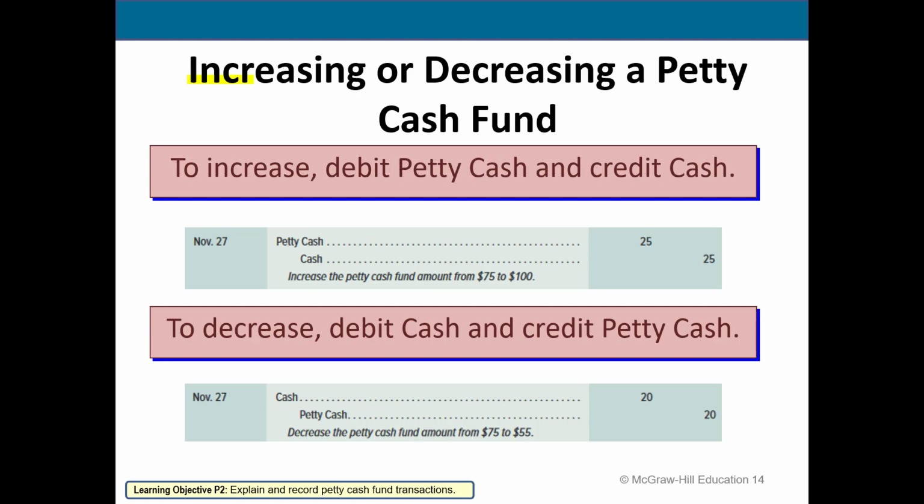Now, if we want to increase or decrease the petty cash fund, that's when we will have to make a journal entry affecting petty cash. So here we're increasing it by $25, and here we're decreasing it by $20.